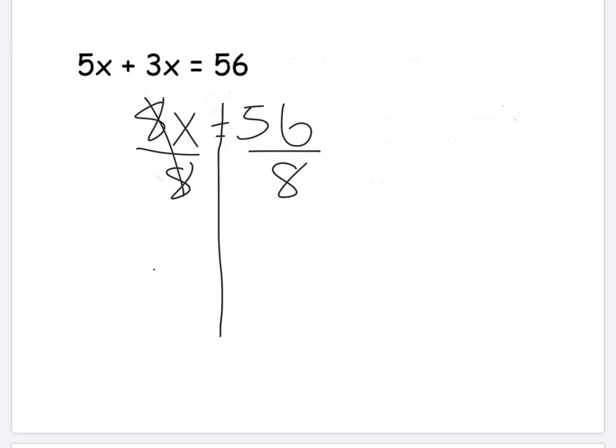So then these two 8's cancel each other out, and I'm left with the x. I then have the equal sign, and then 56 divided by 8 gives me a solution of x is equal to 7.